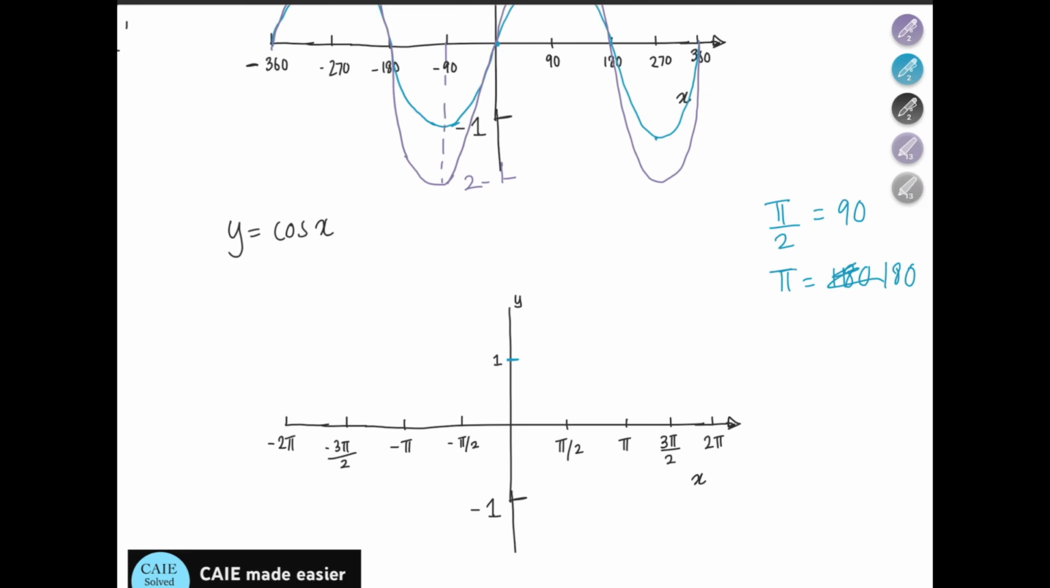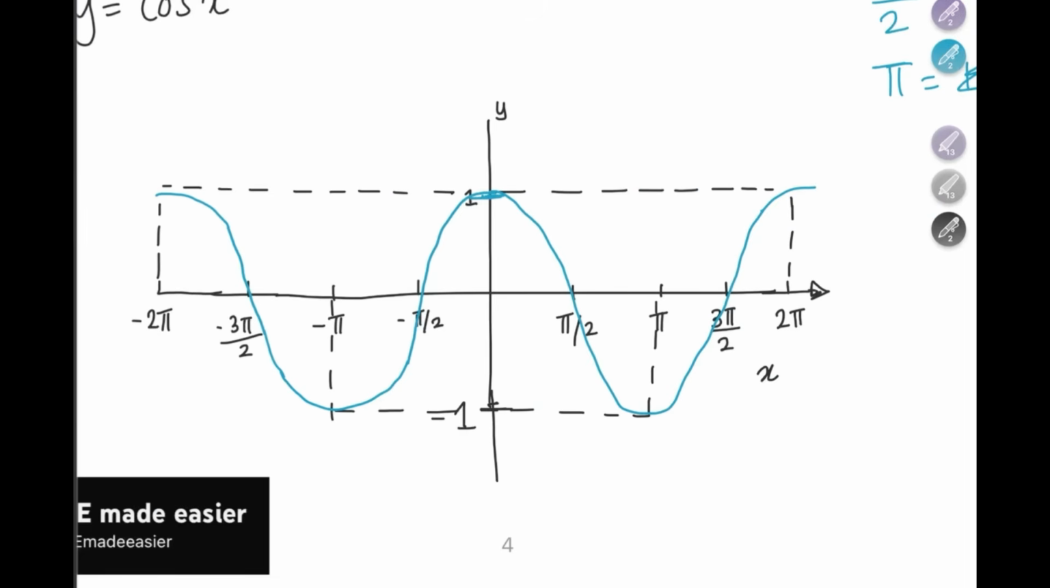Pi equals 180, 3 pi by 2 equals 270, and 2 pi equals 360. The same thing. Let's draw our cosine graph. Max, start from 0, goes down like this, and then like this. The graph would be something like this.